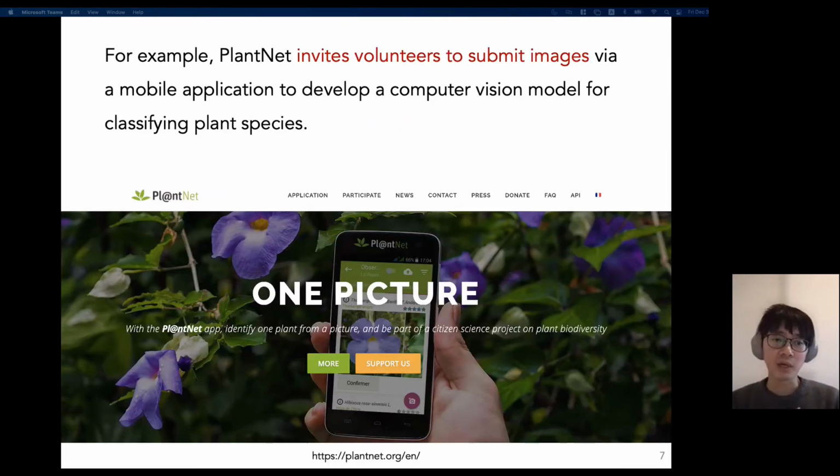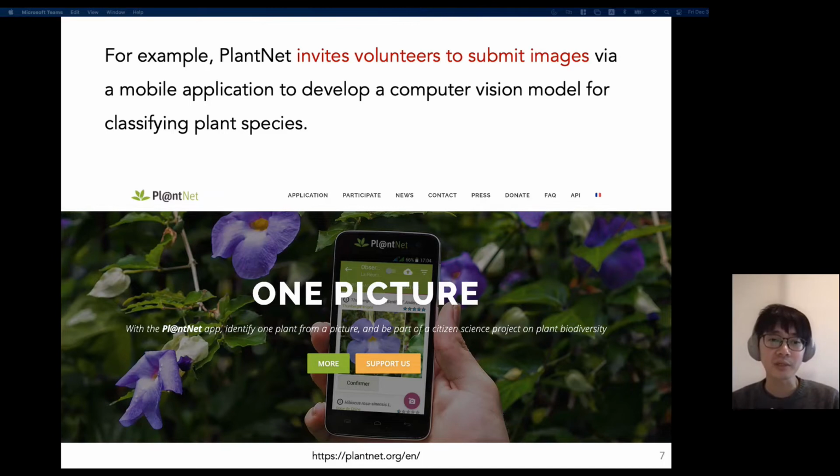For example, this one is called Pl@ntNet. It's a mobile application that people can use to take pictures of flowers, and then the images that they upload can somehow help the researchers to train a computer vision model for classifying plant species.